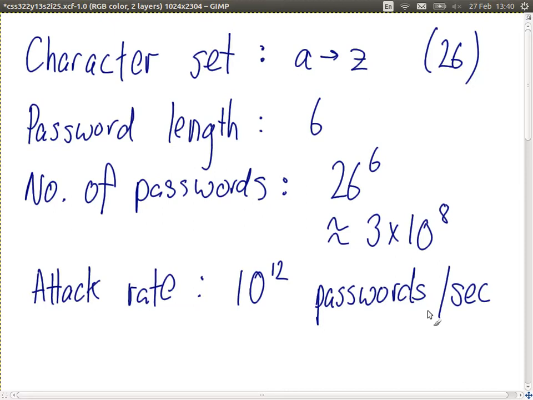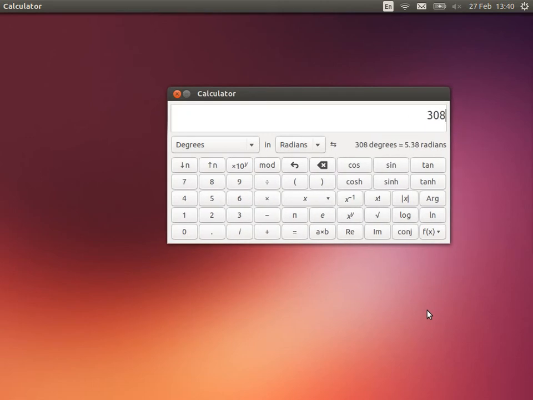Longer password. How long? So increasing the password length, you'll see if it's 10, it's 26 to the power of 10. I will not write down the numbers, but if it was 10 characters, 26 to the power of 10 passwords are possible, which is about, what, 10 to the power of 14, approximately.